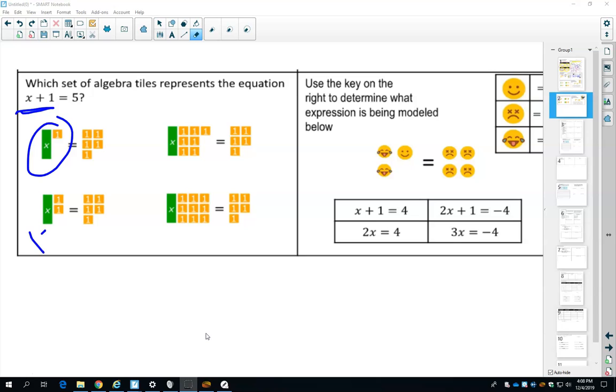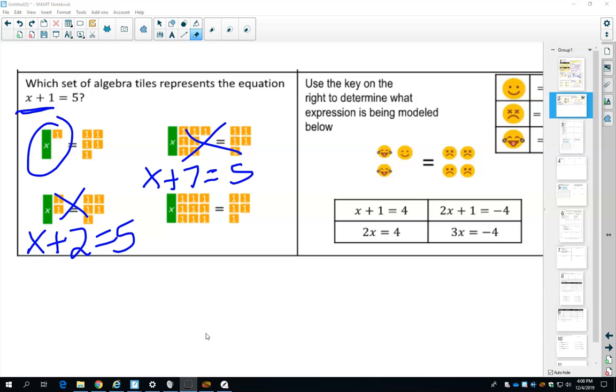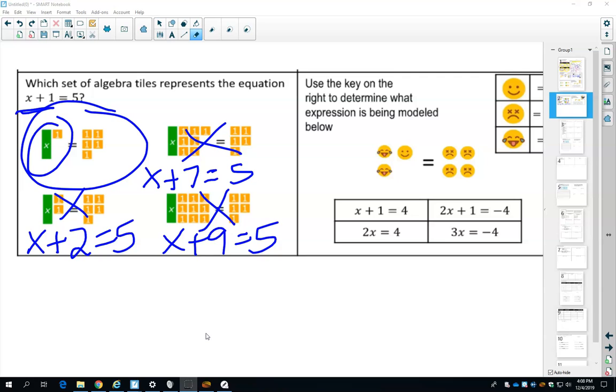So this one is actually x plus 2 equals 5. So that's not going to be right. This is x plus 7 equals 5. That's not correct. And this one is x plus 9 is equal to 5. So the correct answer is right here. We have 1x plus 1, and we have 5 on the right.